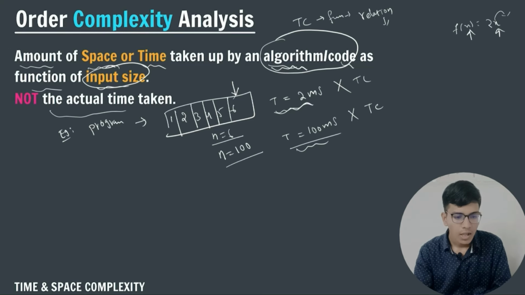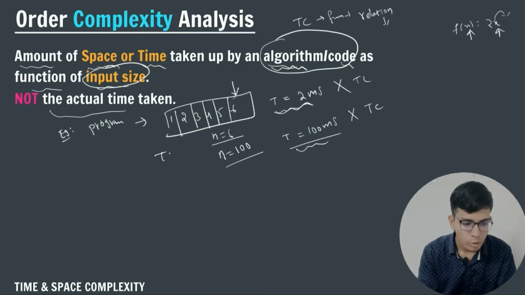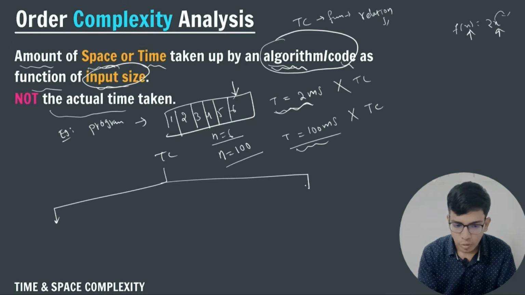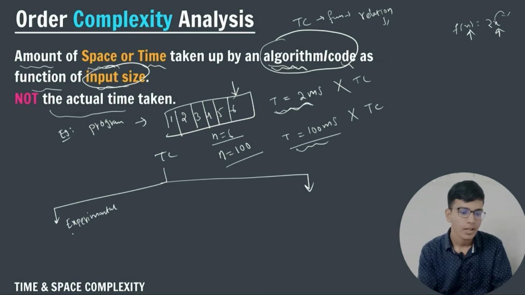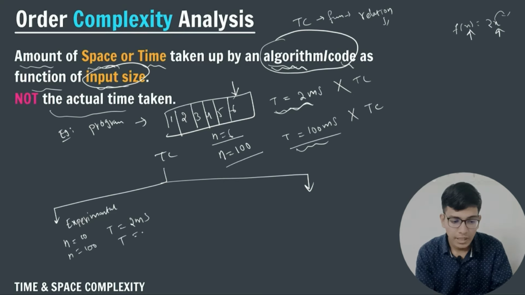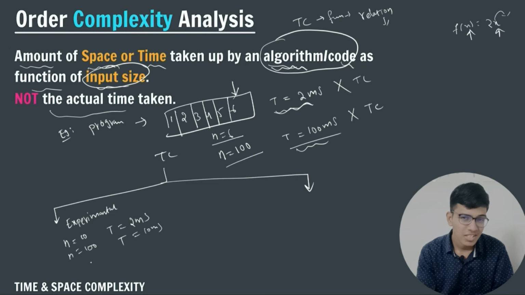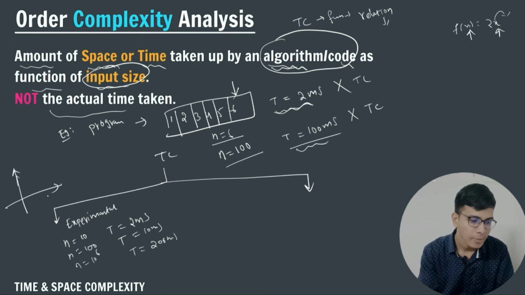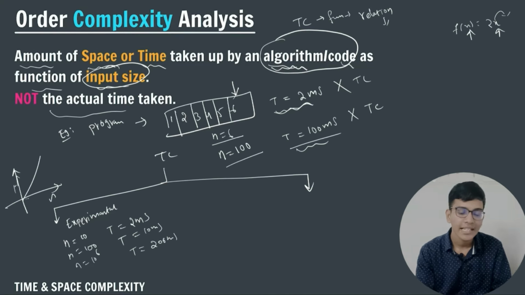To understand that, first of all, there are two ways to calculate time complexity. The first method is the experimental method, in which we use trial and error. Suppose we take n equals 10 and calculate the time needed, say 2 milliseconds. Let us take n equals 100, and the time needed to execute is, say, 10 milliseconds. Now let us take n equals 10 to the power of 6, and the time taken is 200 milliseconds. We plot the graph of input size against time taken, and from the graph we get our time complexity.